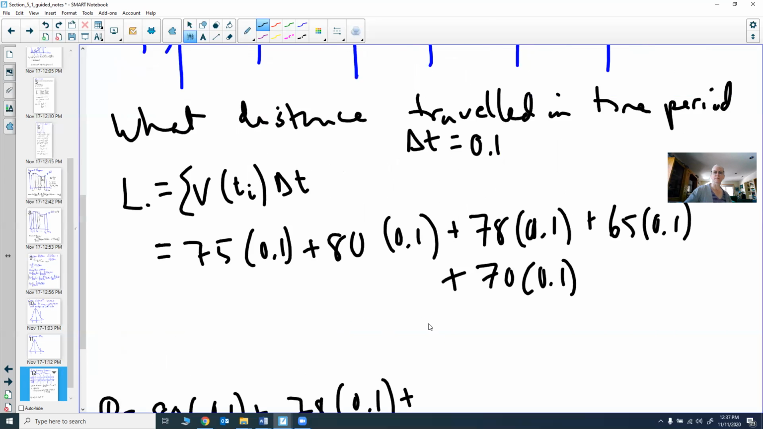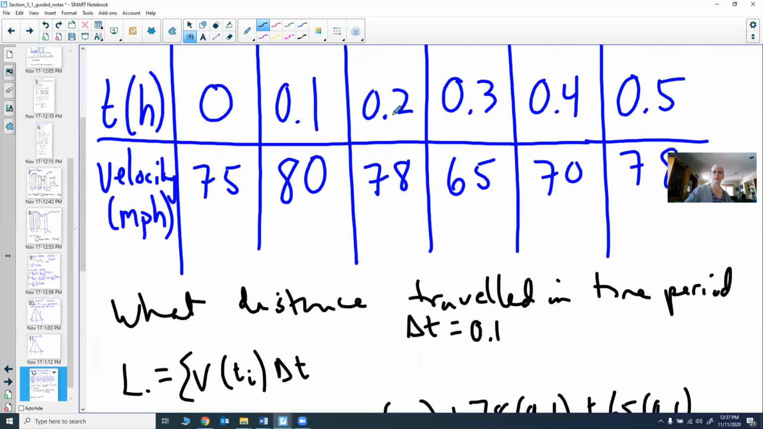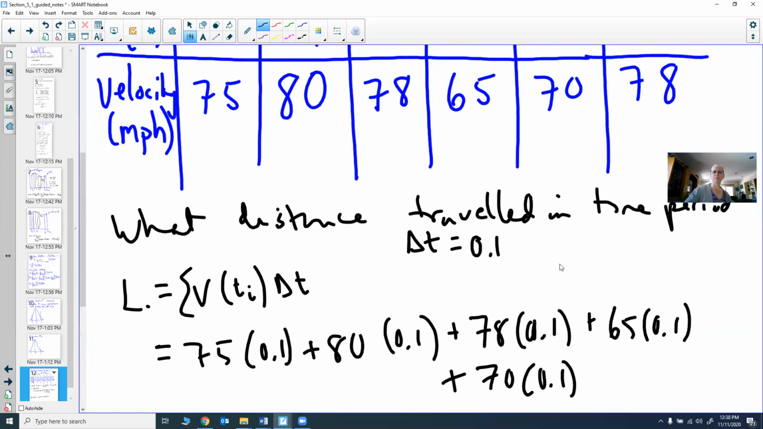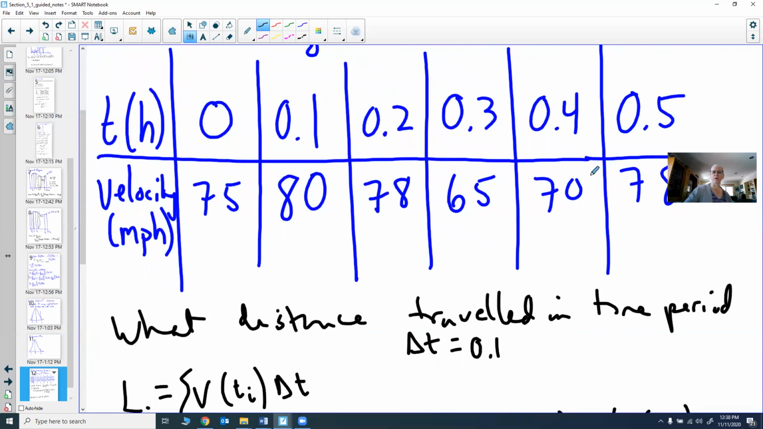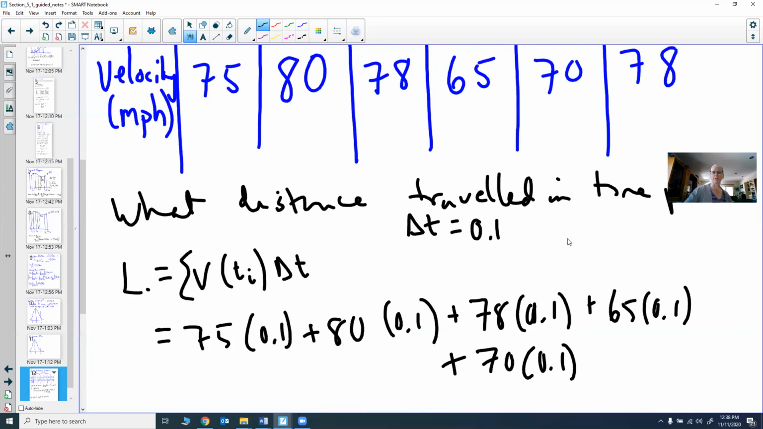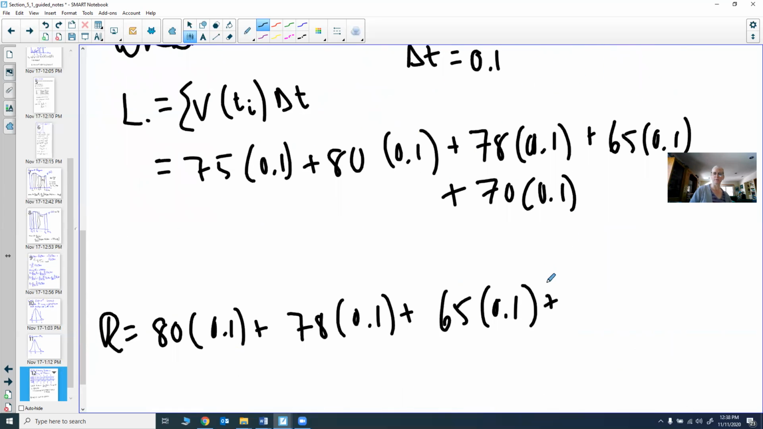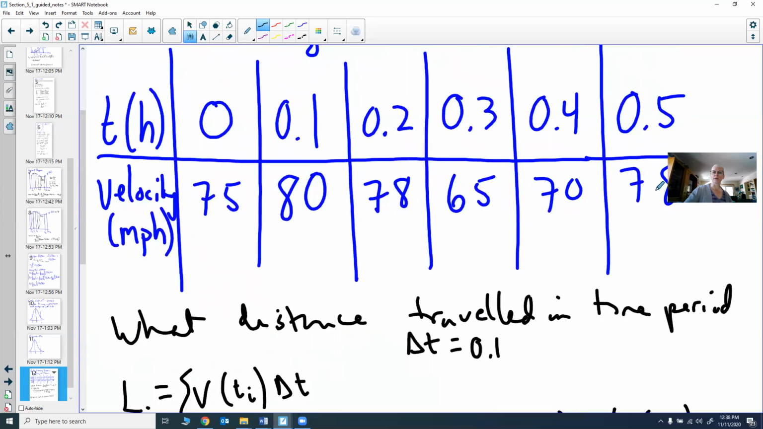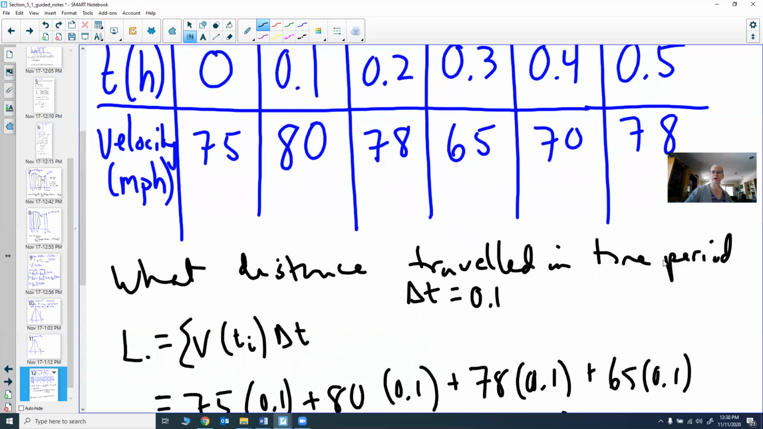The next one would be the 0.2 to 0.3. That right endpoint is the 0.3 and the 65. So it'd be 65 times 0.1. The next one is 0.3 to 0.4. The right endpoint is the 0.4 and 70. So it'd be 70 times 0.1. And then the last interval is from 0.4 to 0.5. So the right endpoint is 0.5 and 78.